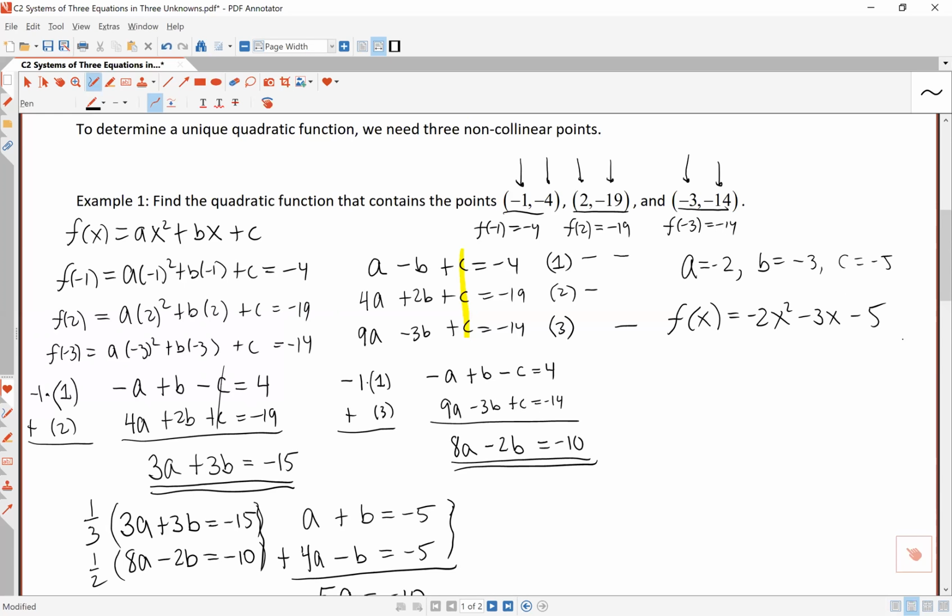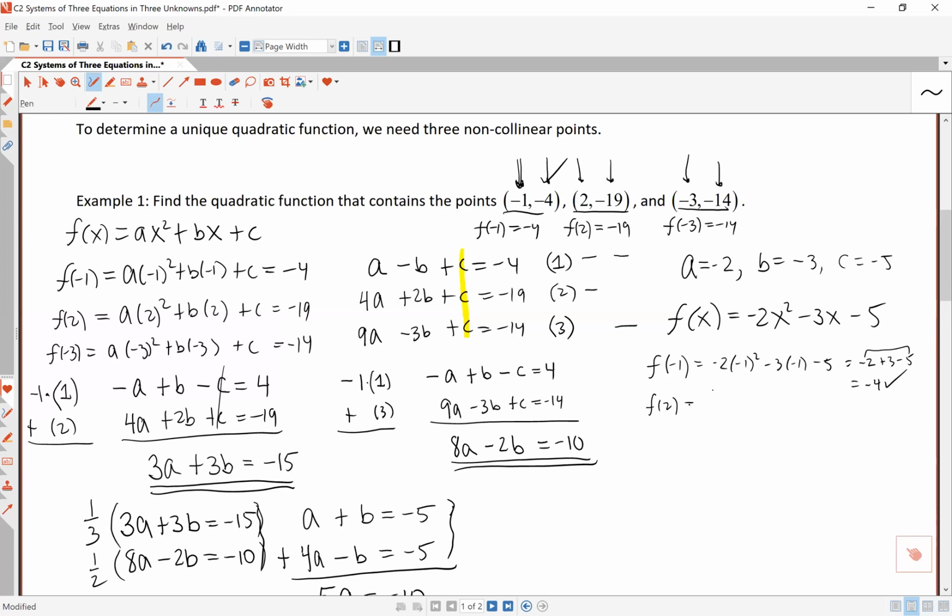I'm not 100% certain until I plug these numbers back in. If I plug -1 in, -2 times -1 squared, that's 1 times -2, which is -2. -3 times -1 is +3 minus 5. That's -7 plus 3 is -4, and that is checked.